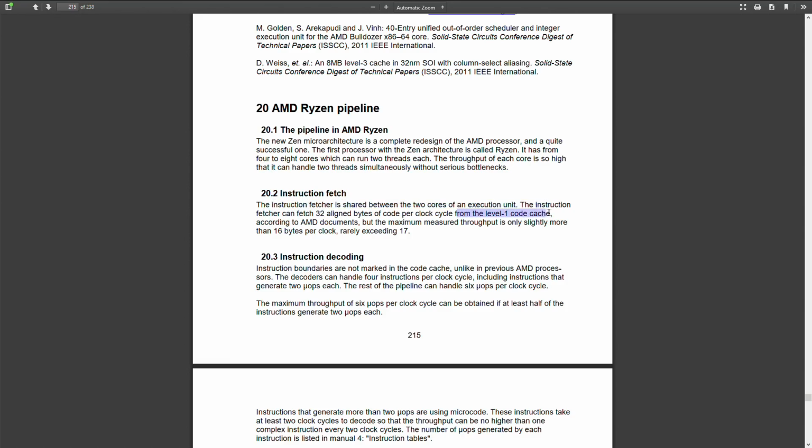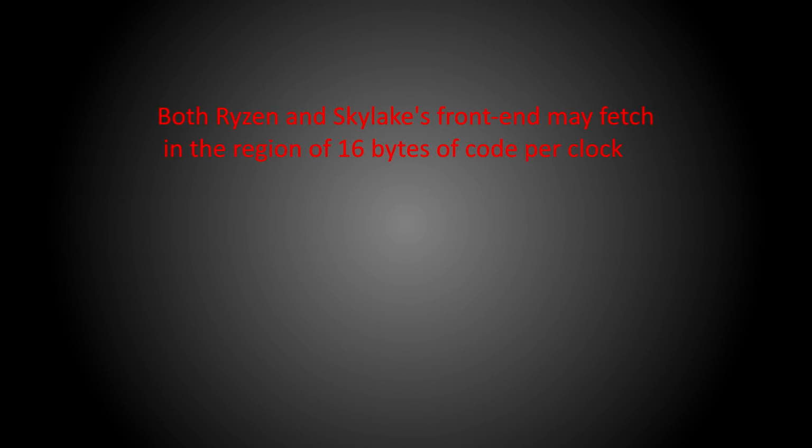However, during testing, Dr. Fog found that the Zen architecture was typically held back to, quote, slightly more than 16 bytes per clock, rarely exceeding 17, unquote. This restricts the Zen CPU to the same performance levels as a Skylake CPU at the same clocks, as they may only fetch the same amount of code per clock.